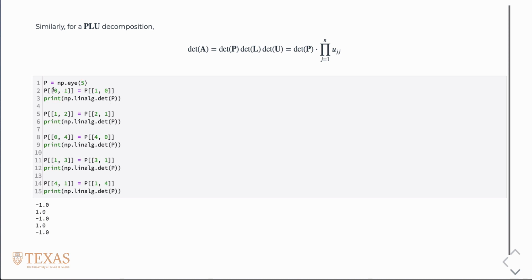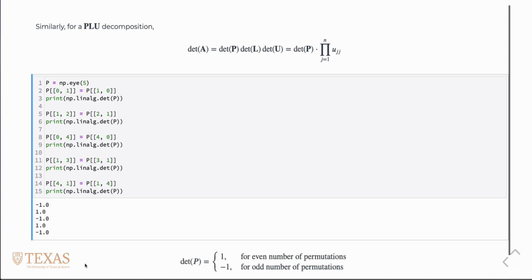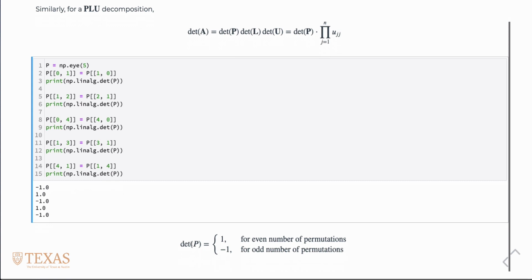What we're going to do is swap the first two rows and print the determinant, swap the second and third rows and print the determinant, swap the first and fourth rows and print the determinant. So here we're just doing pseudo-random permutations and printing the determinant. What you'll see is we always get 1 in magnitude, and it just alternates sign. This will always be true for a permutation matrix, and we can summarize it like this: the determinant of P is going to be 1 for an even number of permutations or -1 for an odd number of permutations.